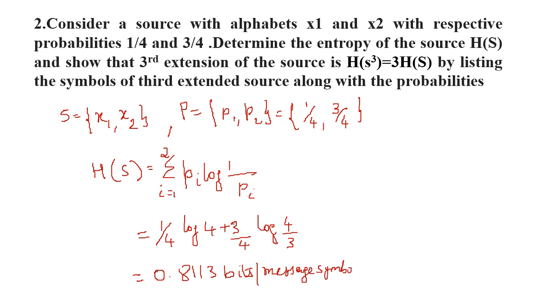Bits per message symbol. So this is your H(S) for the given source. Next, to find the third order extension of the source, we'll first let us know the value of q and n. So in this problem, q, that is the number of symbols, is given as 2, and the nth extension of the source is nothing but the third order extension.